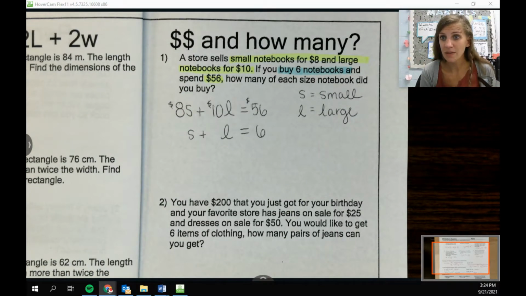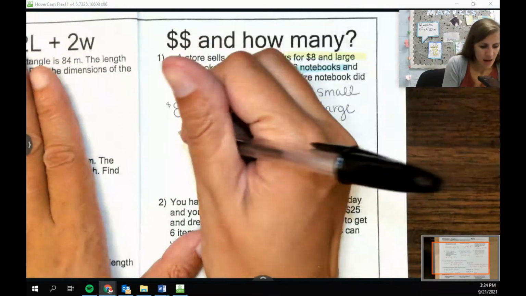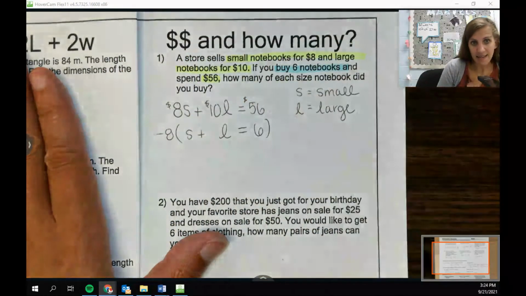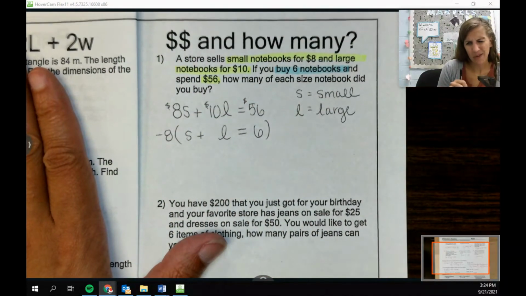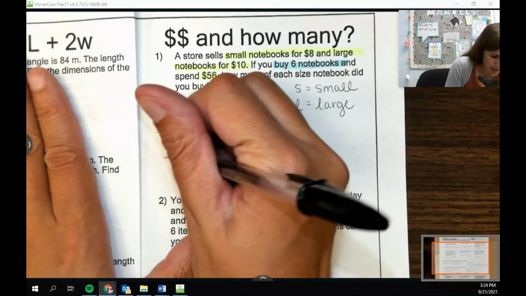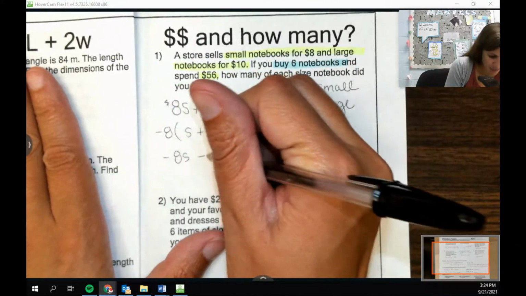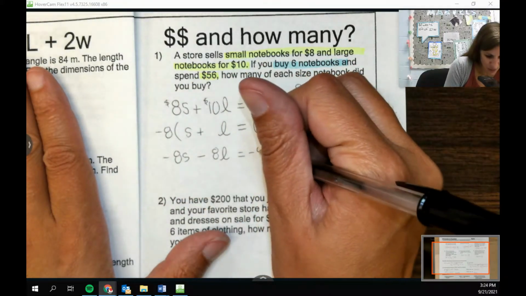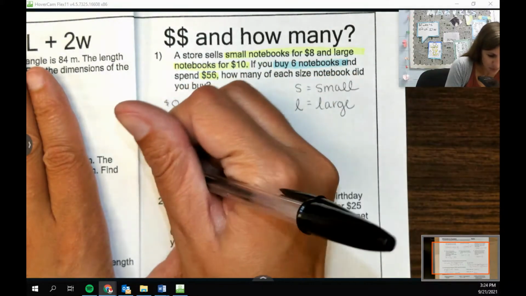Now, lots of different ways we could solve it. We could do substitution. We could also do elimination. I kind of like elimination. It feels fast. I'm just going to multiply everything here by -8 because then my S's will eliminate, and 8 was a smaller number. I could have picked -10 as well. So if I do that, I'm going to have -8S minus 8L equals -48.